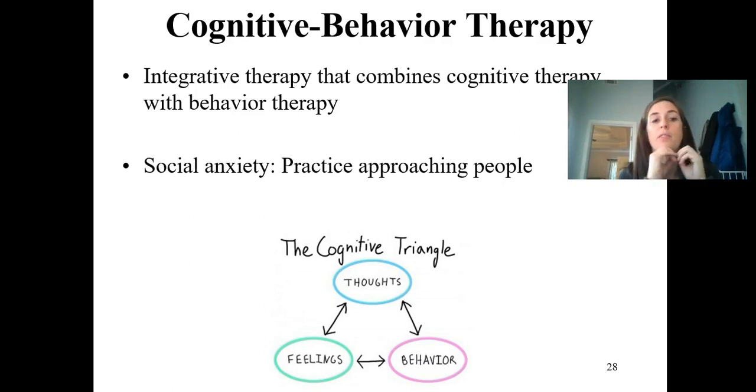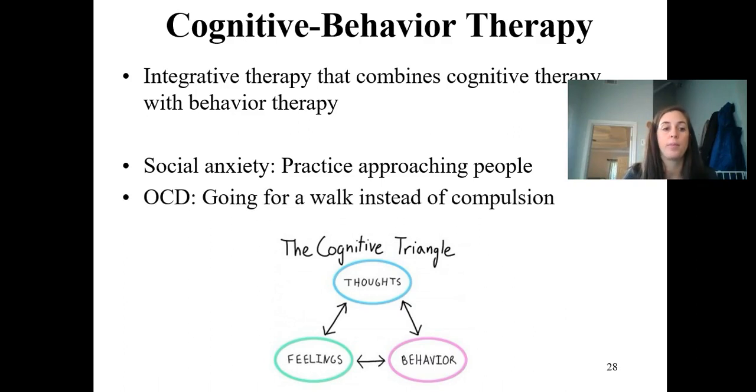So for example, social anxiety, they would go through the cognitive process that we already talked about, and then they have like this homework assignment where they have to go practice approaching people in public. So there's putting the behavior. OCD, instead of going to wash their hands anytime that desire comes up, they go for a walk. So changing behavior with it. All right?